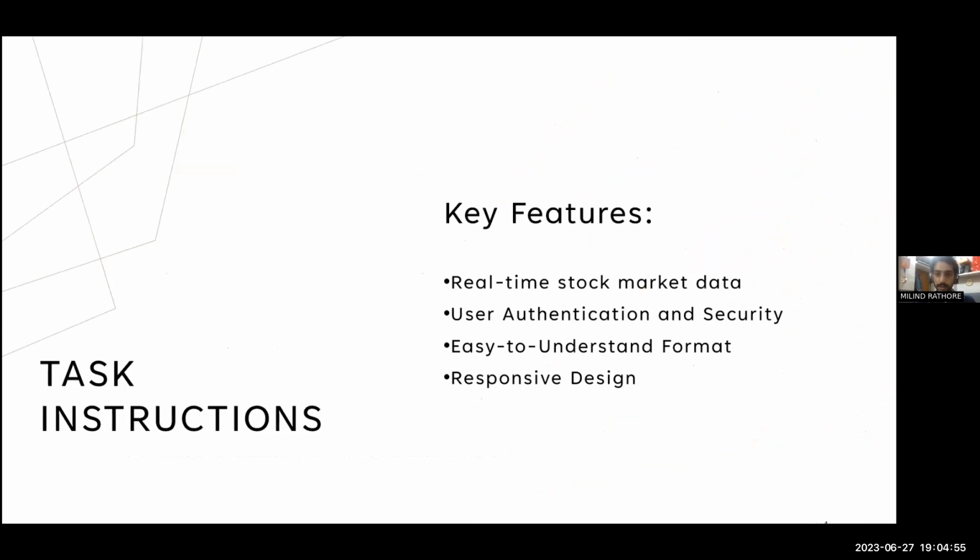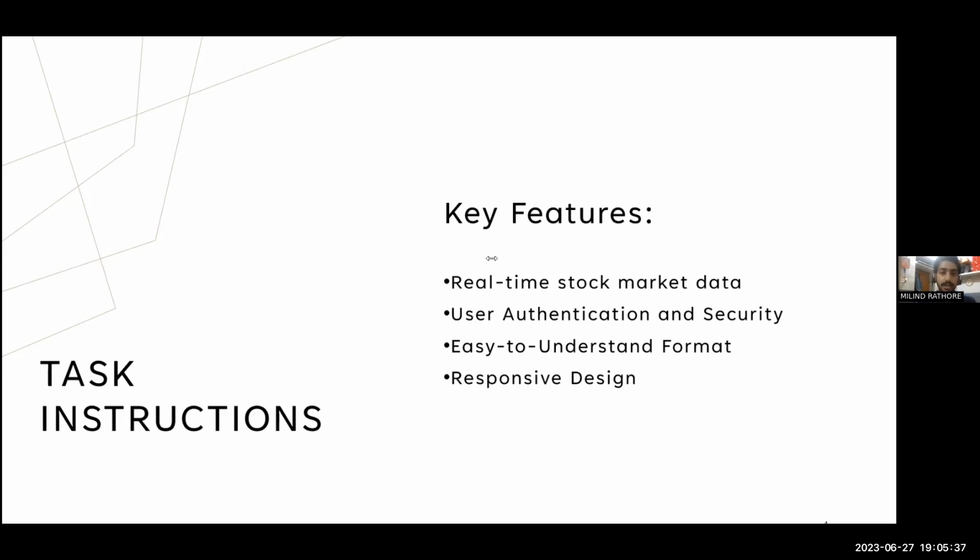Now the task instruction is to understand this project synopsis and deliver a professional presentation in today's meeting. Let's discuss the key features of our project, which are, first, real-time stock market data. The web application pulls real-time stock market data from APIs and displays stock prices, volume, market trends, and other information. The second key feature is user authentication and security. The web application has features such as user authentication and security to ensure that user data is protected.